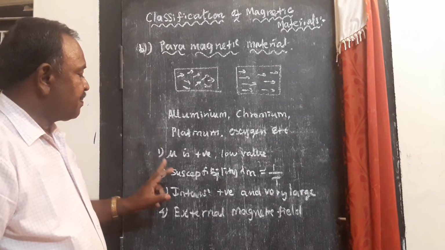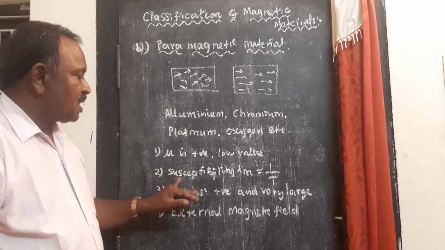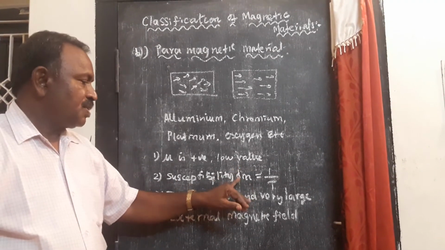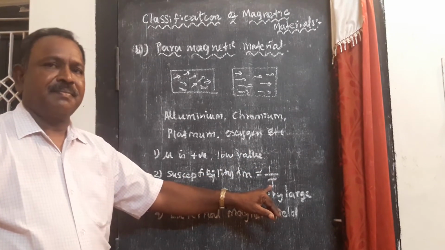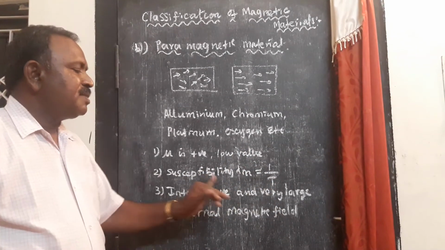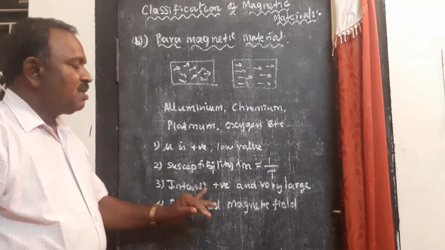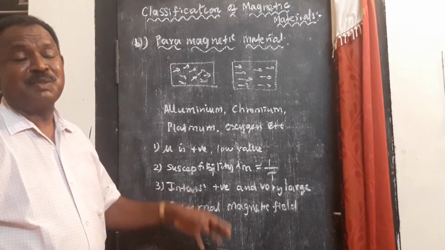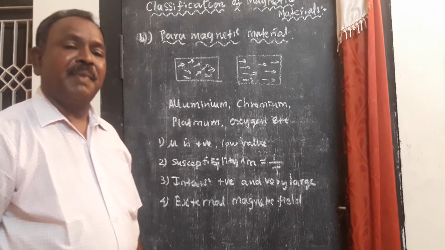Once again I repeat, permeability is positive but low value. Susceptibility is dependent on temperature. Susceptibility is inversely proportional to temperature. Then intensity of magnetization is very large. In the external magnetic field, the field lines are attracted by the specimen. So these are the properties of the paramagnetic material.